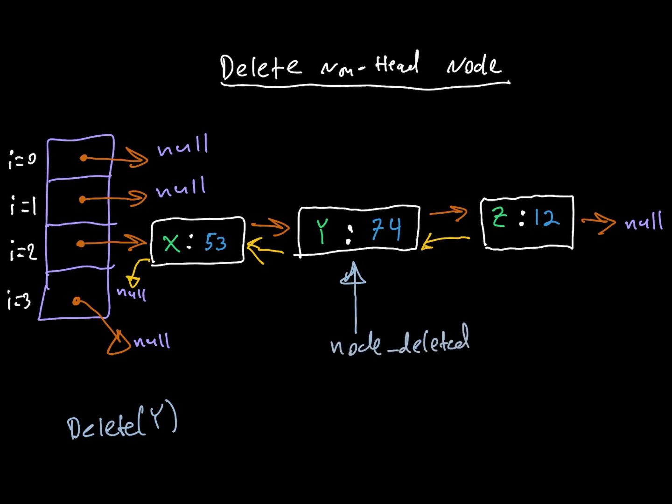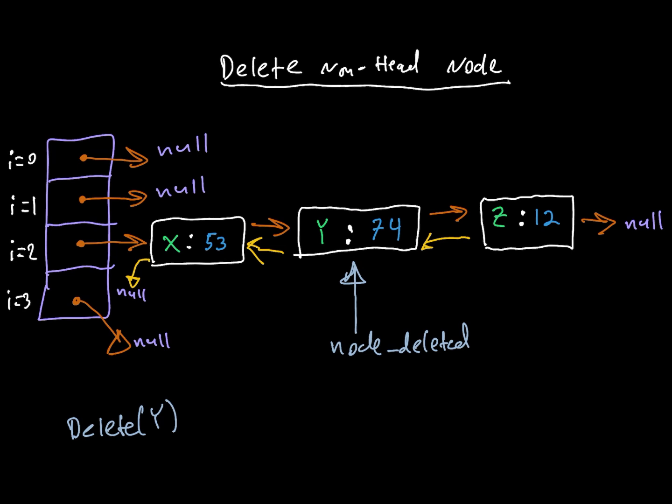We would once again use the key, run it through the hashing function to get the index. We want to check the head node. The head node is this node, which is not the same as the node that we are trying to delete. So we are not deleting from the head.